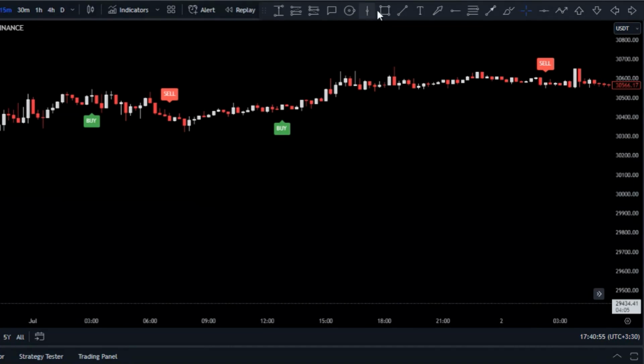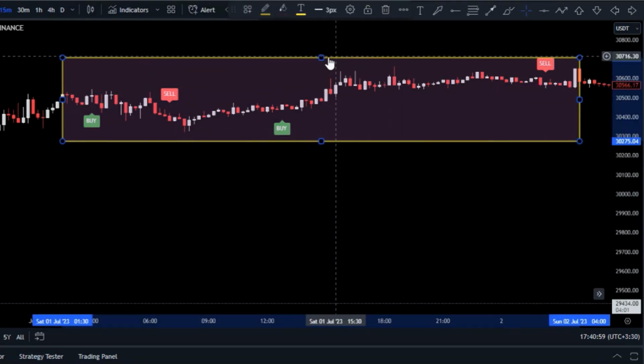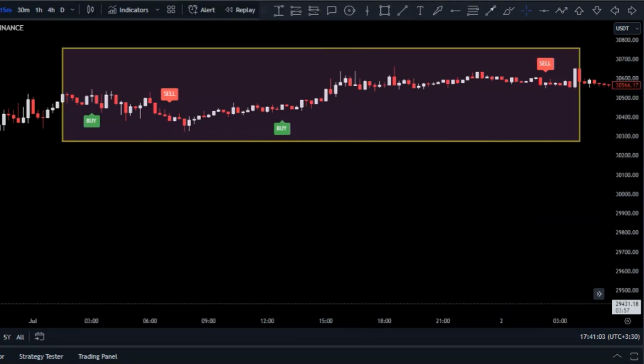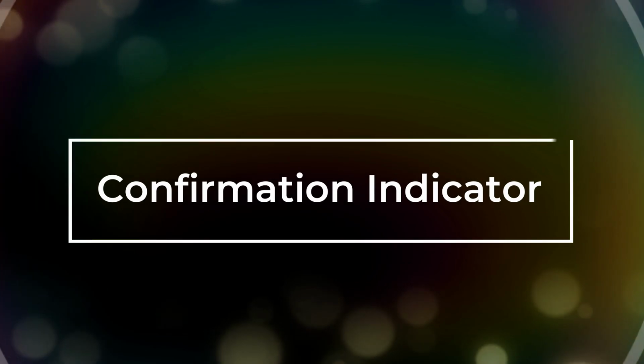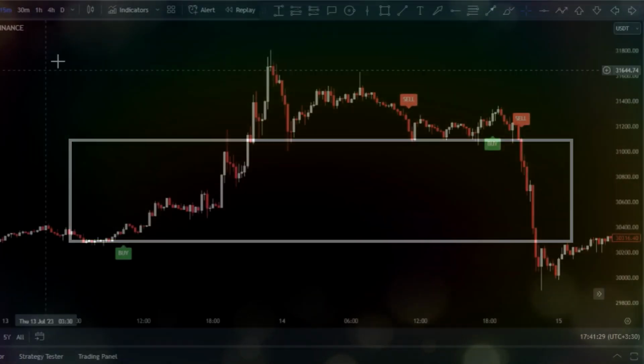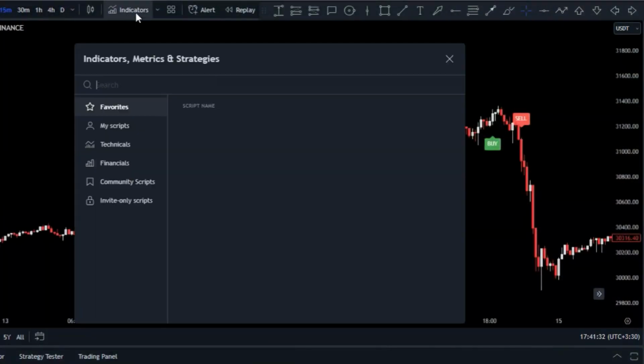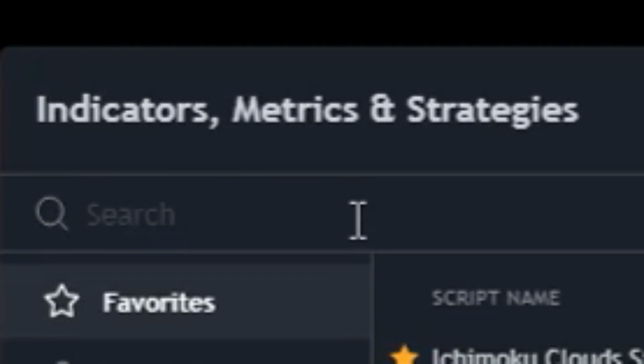However, there are times when the market moves sideways, and during those times, it's crucial to filter out some signals. For this purpose, we're going to add another indicator to our chart. This new indicator is called MACD VXI.